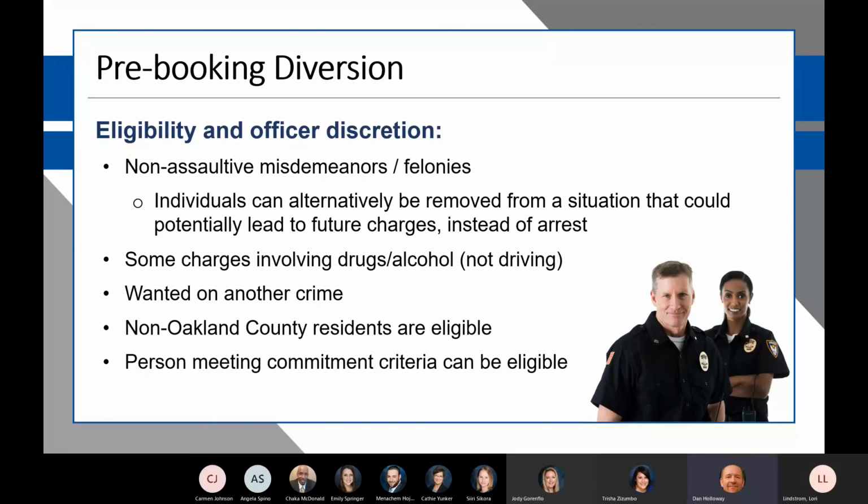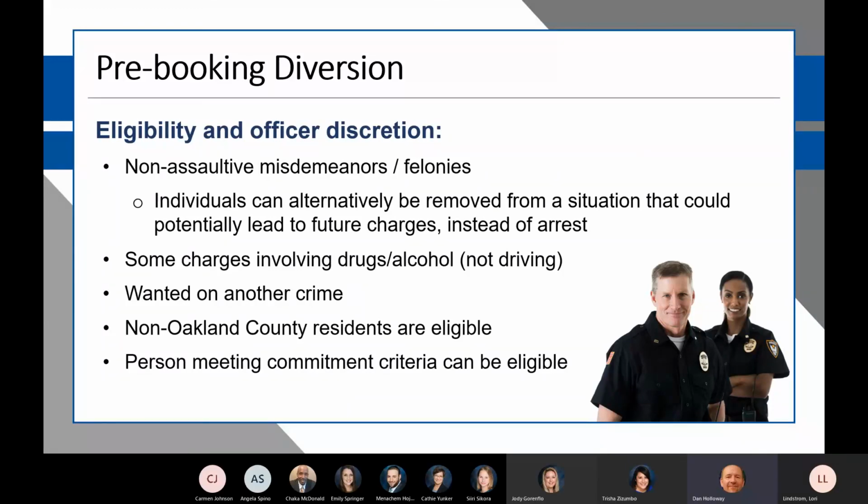Charges involving drugs and alcohol are very, very rare, but I thought it was worth putting in there. There have been small amounts of marijuana, open intoxicants in the community, that type of thing. But the option really isn't designed for that. That doesn't make someone necessarily ineligible, because we want to help if they happen to have those substance abuse needs as well.